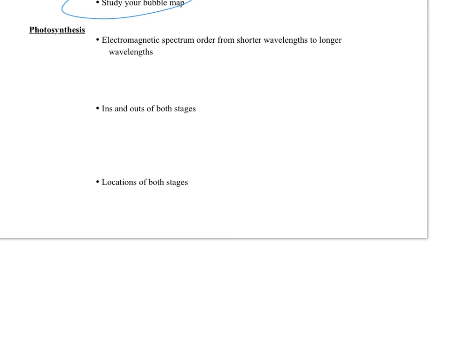Okay, for photosynthesis, you need to know there's a question on the electromagnetic spectrum order from a shorter wavelength to the longer wavelengths. You have this in your notes, but in the Jeopardy that we played, the shortest wavelength is gamma ray. And then you have your X-rays and your UV light and so on. So you need to know that from short to long in order. It's multiple choice.